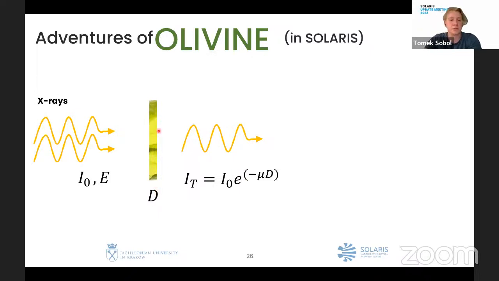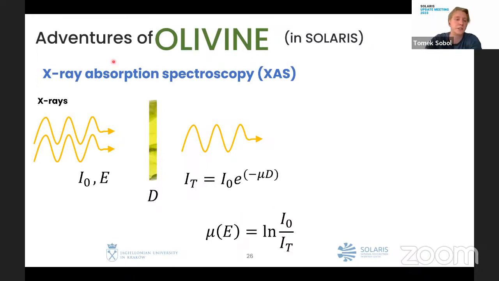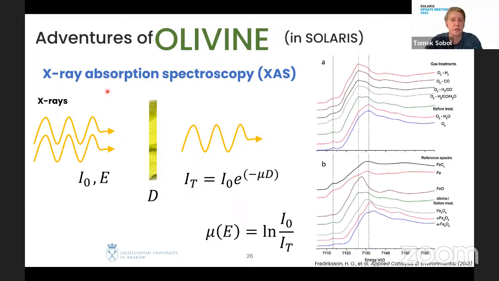and the dimensions of our sample, the slice of olivine, we can calculate, or measure, something that is called the absorption coefficient. And this technique that is based on this kind of effect is called X-ray absorption spectroscopy. And what we really get from this type of measurement is that we can collect some spectra and analyze these absorption curves.